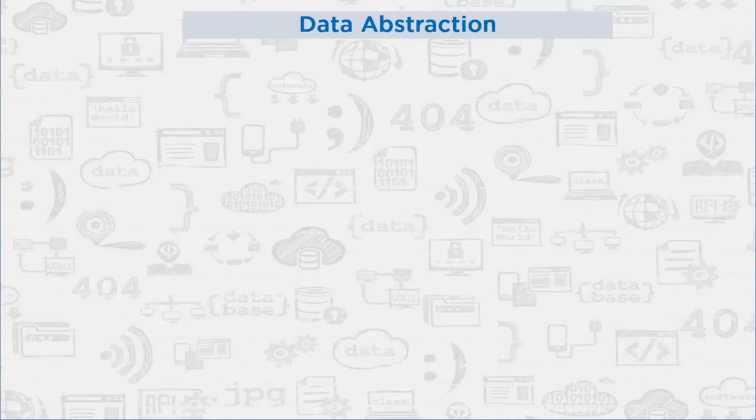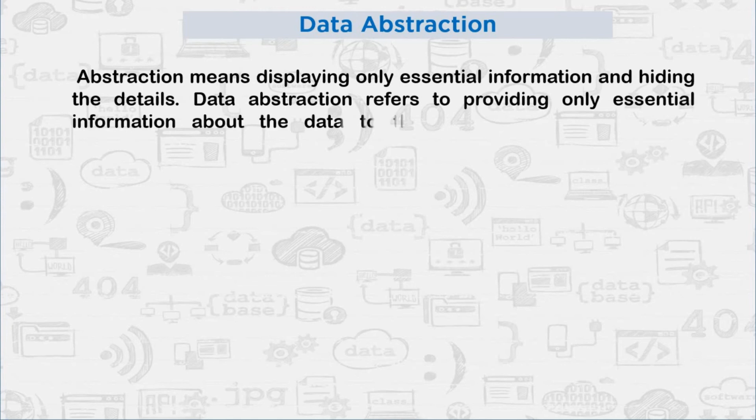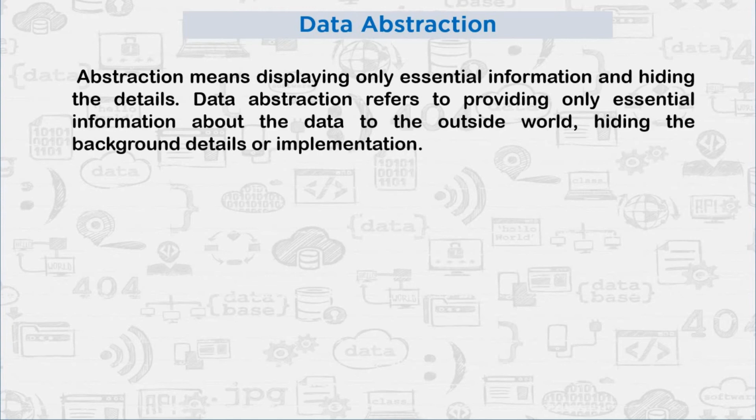Now, let's explore the second pillar of OOPS, that is data abstraction. Abstraction means displaying only essential information and hiding the details. Data abstraction refers to providing only essential information about the data to the outside world, hiding the background details or implementation. You can think of a basic example.